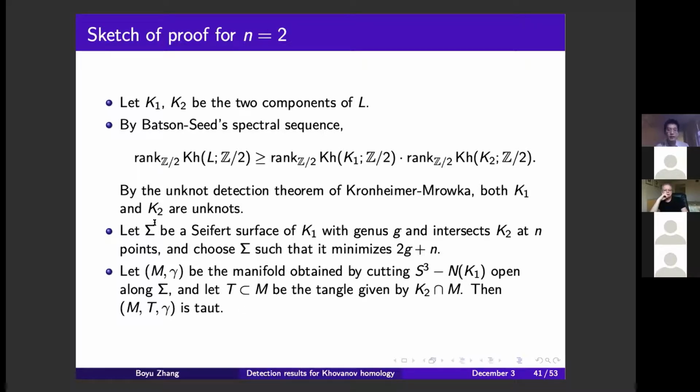Now, because previously we have taken sigma such that it minimizes 2g plus n, the R plus and R minus of the boundary of M are both generalized Thurston norm minimizing. And because the background manifold is obtained from S1 cross S2, it can also be proved that the resulting manifold has to be irreducible. So as a consequence, we know that the resulting triple M, T, gamma is taut. And therefore, we know that its sutured instanton Floer homology must be non-vanishing.